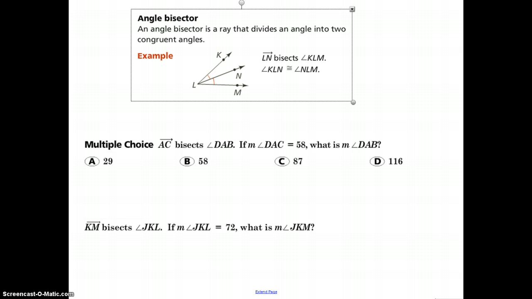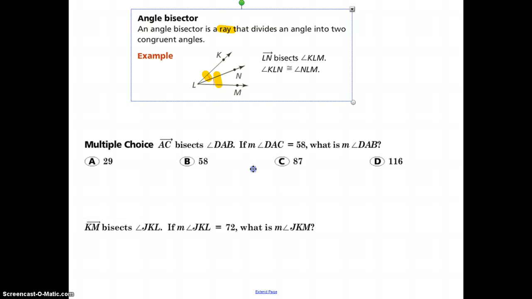Another type of angle that we need to discuss is called an angle bisector. We did segment bisectors before, and that's where you had something that split a segment into two equal parts, whether it was a line, another segment, a ray, or a plane. So with an angle bisector, you have one option. Only a ray can be an angle bisector. And again, it's going to divide your angle into two congruent parts.